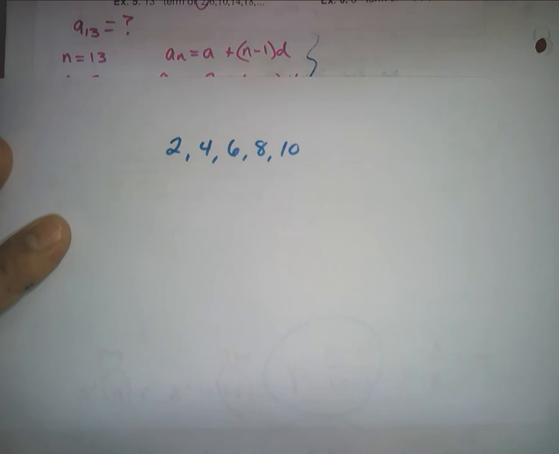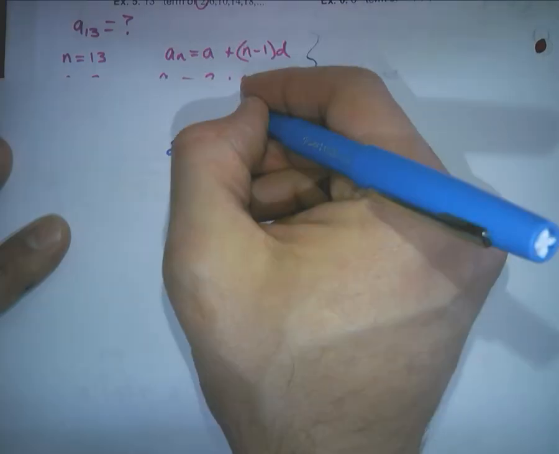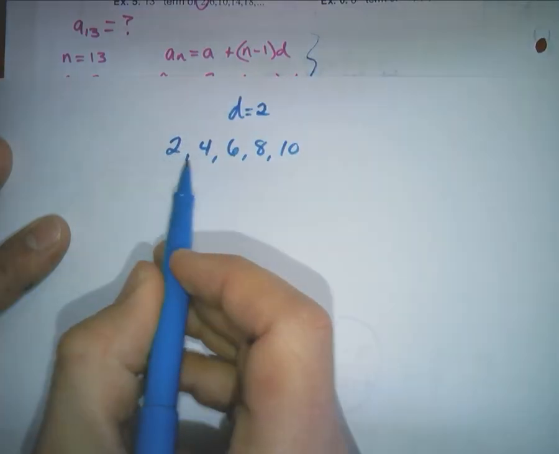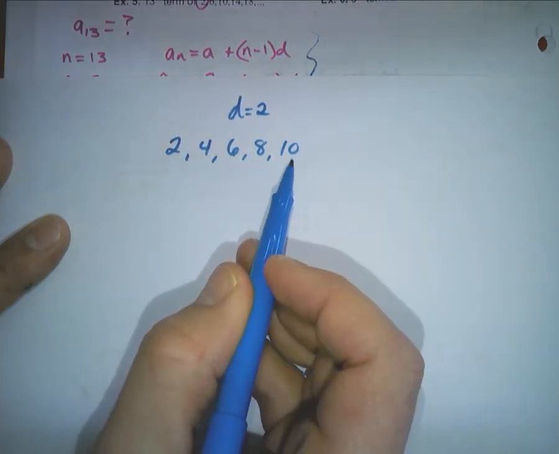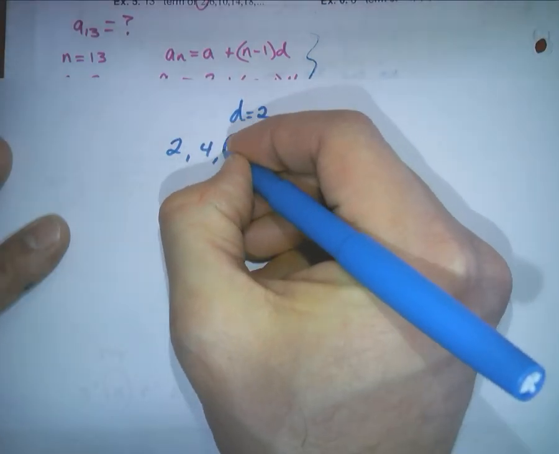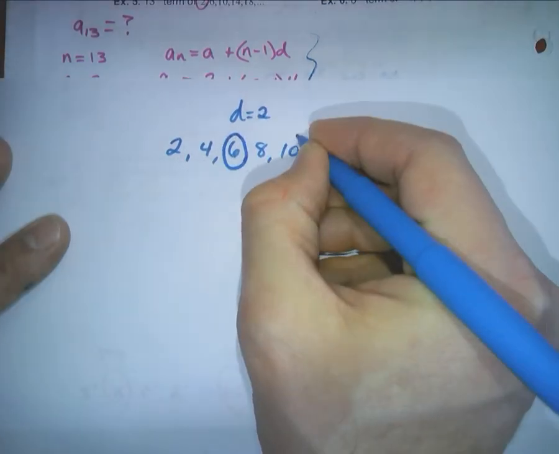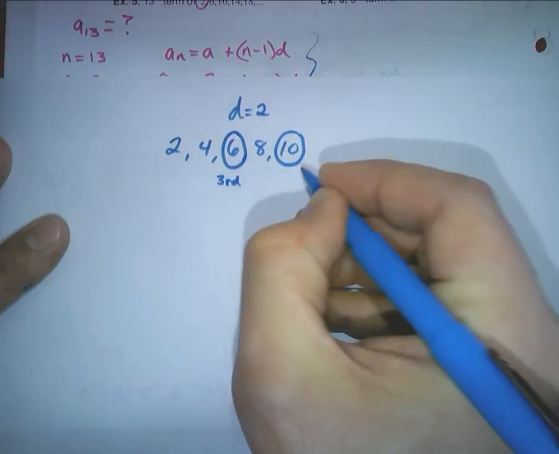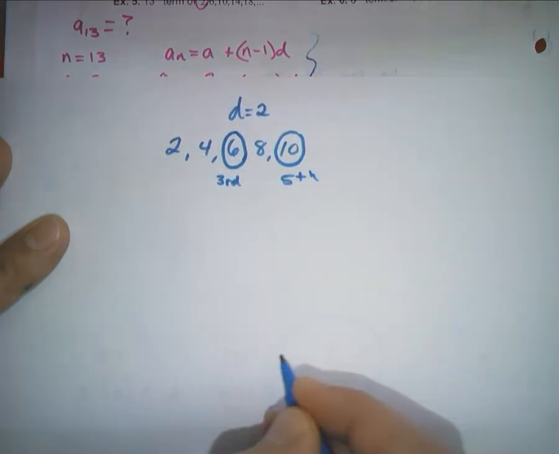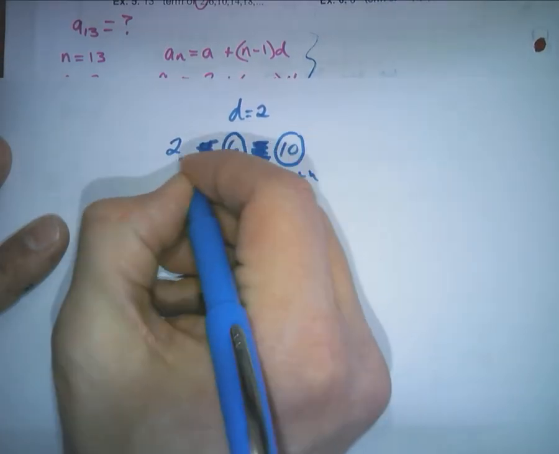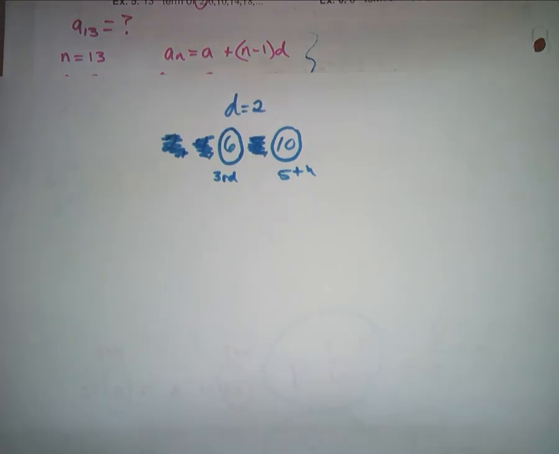We all identified that the difference is what? 2. That's easy, right? When you give me a big sequence of numbers, it's super easy to identify. But what if I said, okay, I'm only going to give you this guy, and I'm only going to give you this guy, and I'm going to tell you that this is the 3rd number, and this is the 5th number in the sequence, but I didn't tell you this, and I didn't tell you this. Now, we know, right?